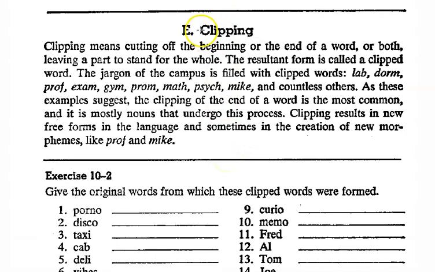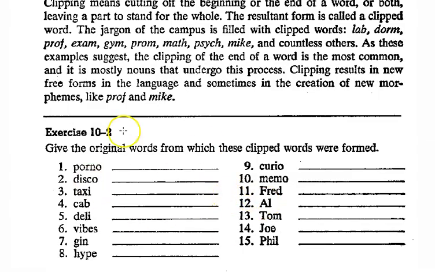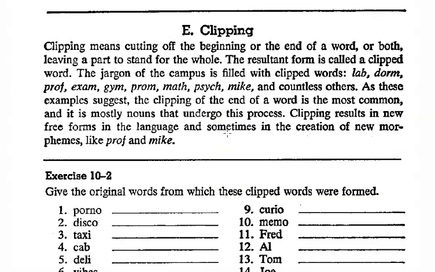Okay, these are some examples of clipping. Clipping is cutting part of the word. Now, if you notice here, we have not cut anything that is not pronounceable. Porno is pronounceable. Curio is pronounceable. Al is pronounceable. I didn't say A and stop. No. Joe is pronounceable. Gin, hypo, hype, vibe. These are pronounceable. They stand for the entire word.